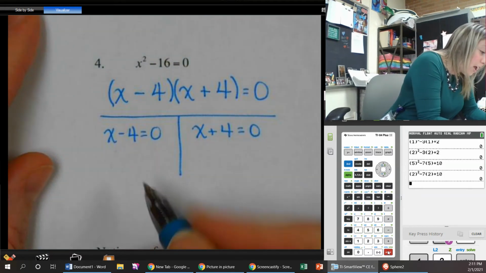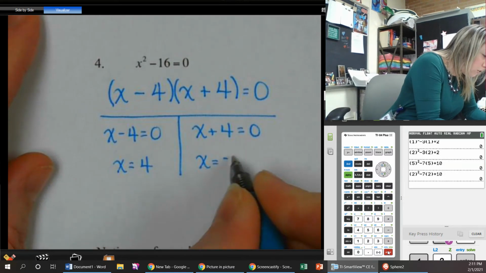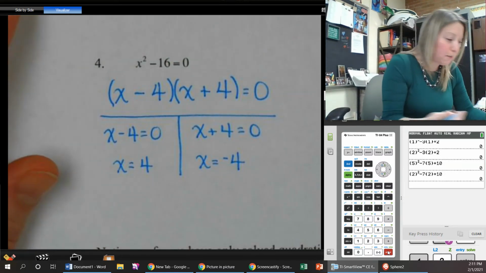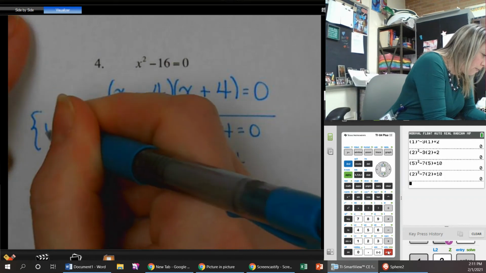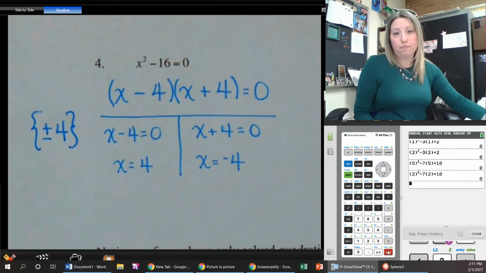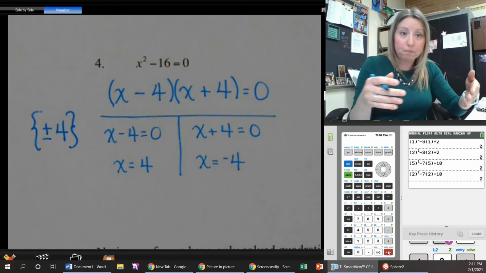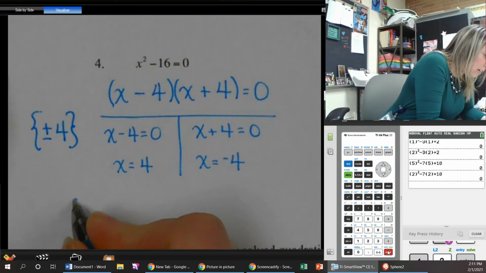And then we solve. And what you'll find in DOTS is you'll get the same value, but the opposite signs of it. So when I represent that, I represent it as plus and minus 4. Okay? It is two separate answers, 4 and negative 4. And those are what I have to check.